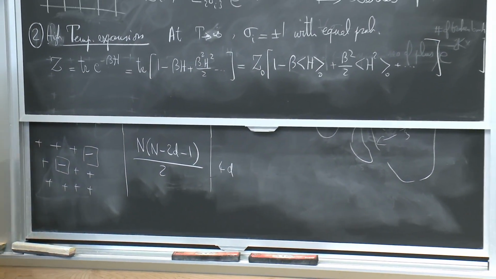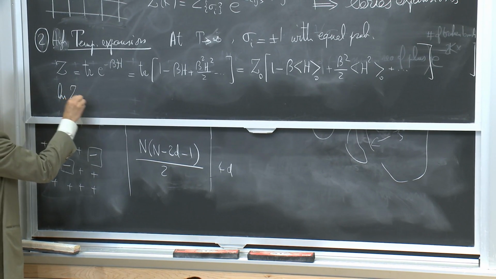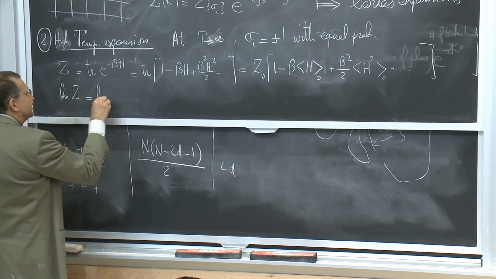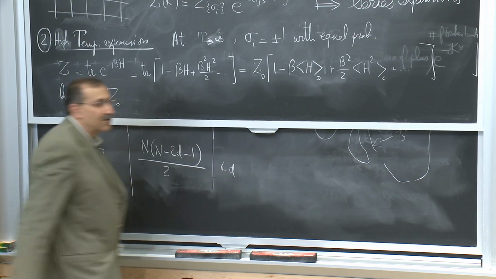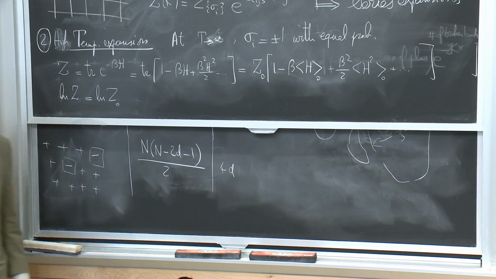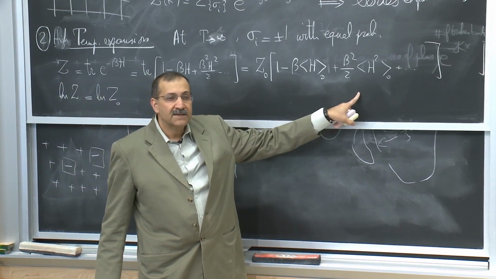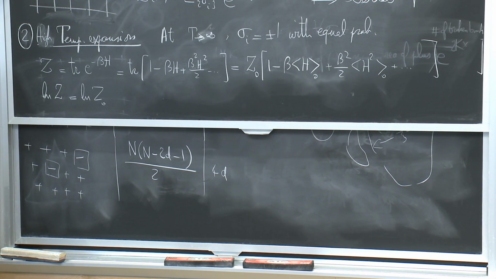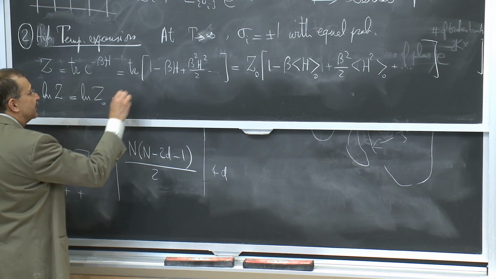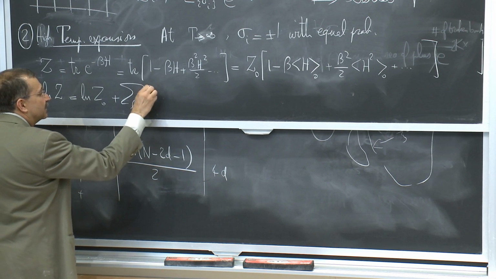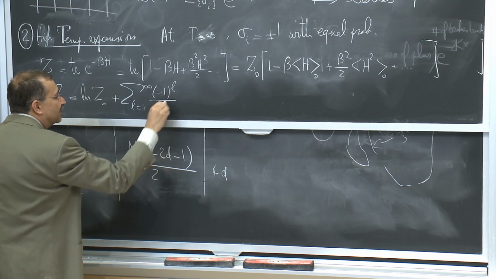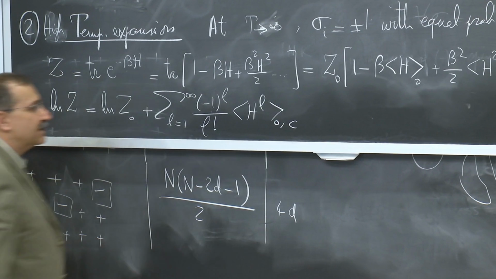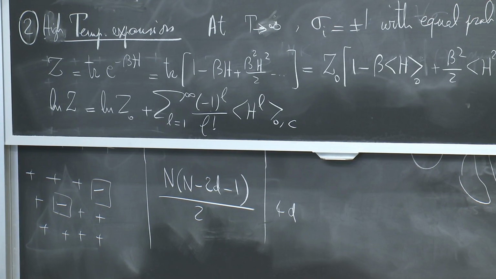Now, of course, the thing that I'm interested in is the log of the partition function. And so that will give me log of Z0. And then I have the log of this series. And again, you can see that that series is a generating function for the moments of the Hamiltonian. So its log will be the generating function for the cumulants. So h to the L, 0, the cumulant. So the variance at the second order, an appropriate cumulant at higher orders.